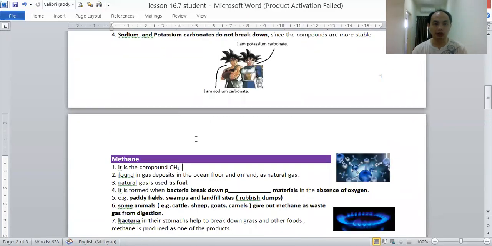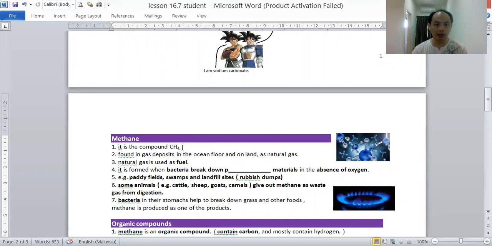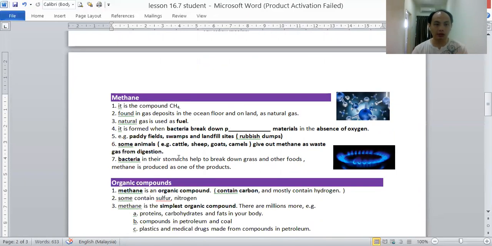Okay, methane, the third one. Methane contains carbon. It is CH4. Where do we get the methane? From the breaking down of plant material, decomposed by bacteria. In the absence of oxygen, methane will be produced. For example, paddy fields, swamps, landfill sites, rubbish dumps. If you go to a rubbish dump to pick up rubbish, be careful. Don't light candles or matches because fire might occur, because a certain part might have anaerobic respiration, and methane will be produced.